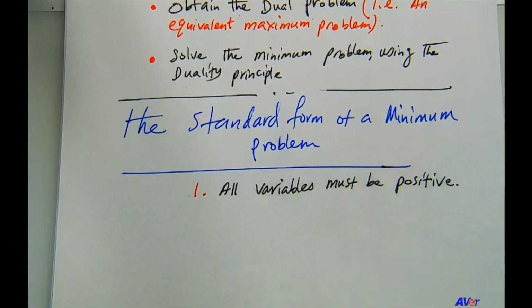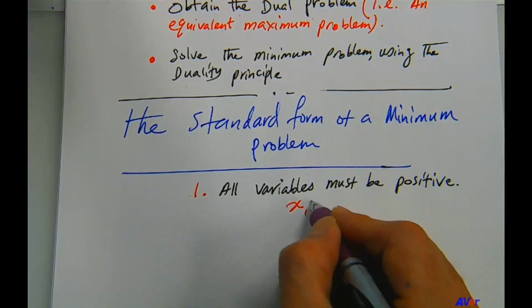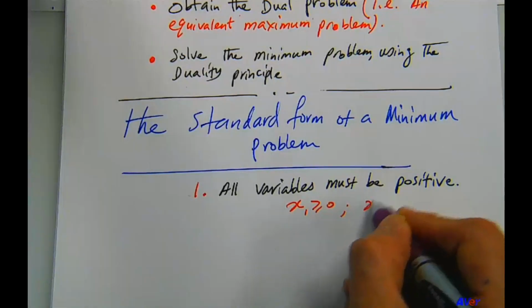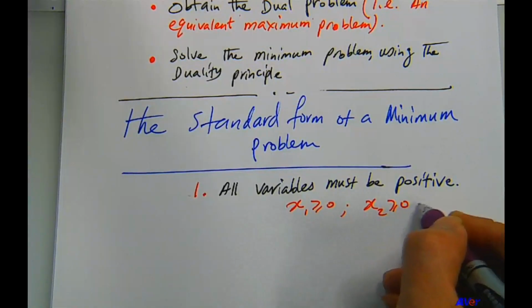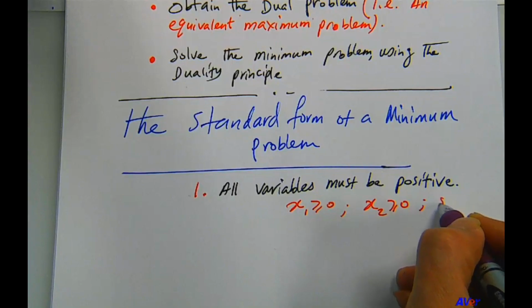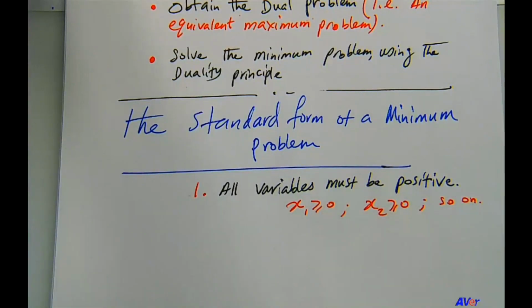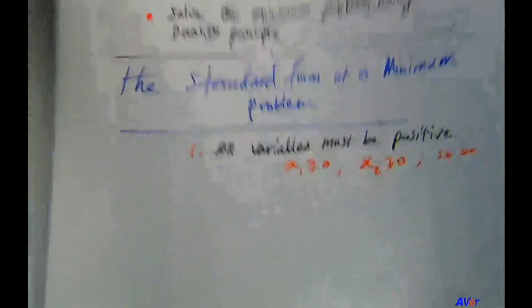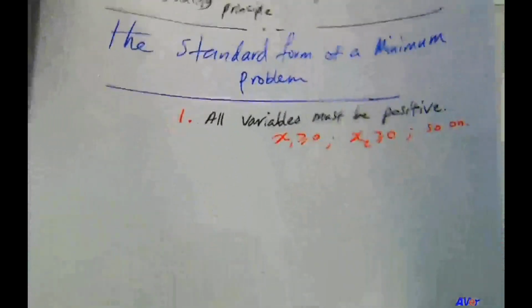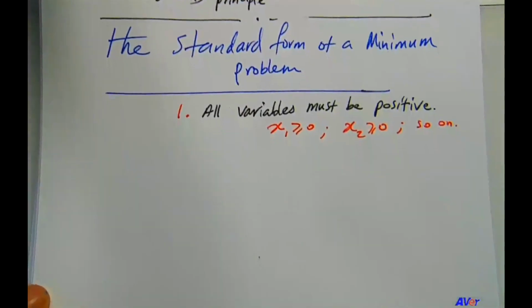This is where we have x1 greater than or equal to 0, x2 greater than or equal to 0, and so on. So that's the first condition for having a standard minimum problem.